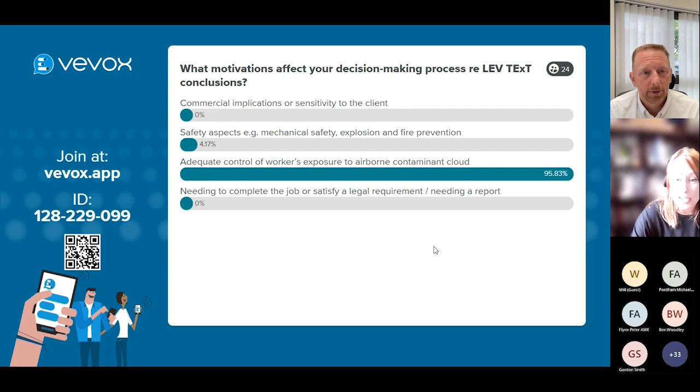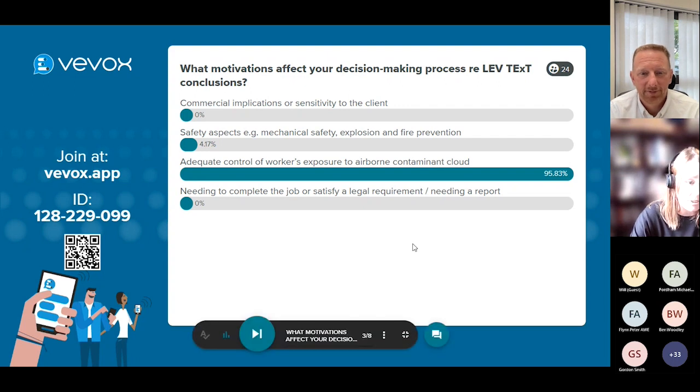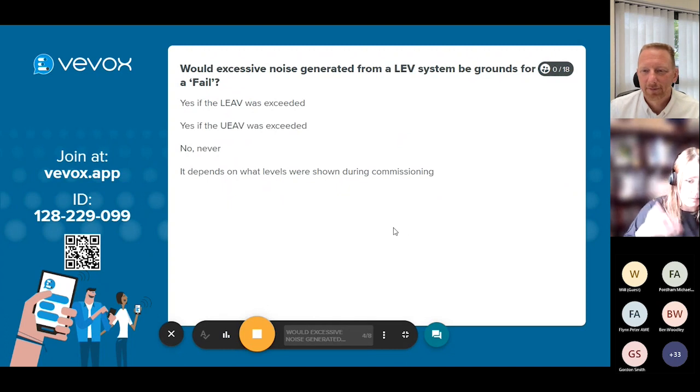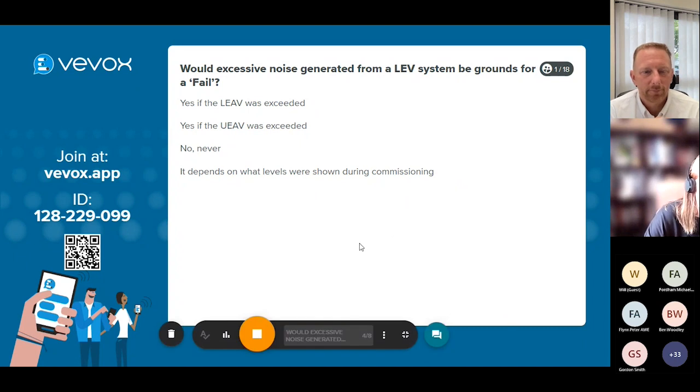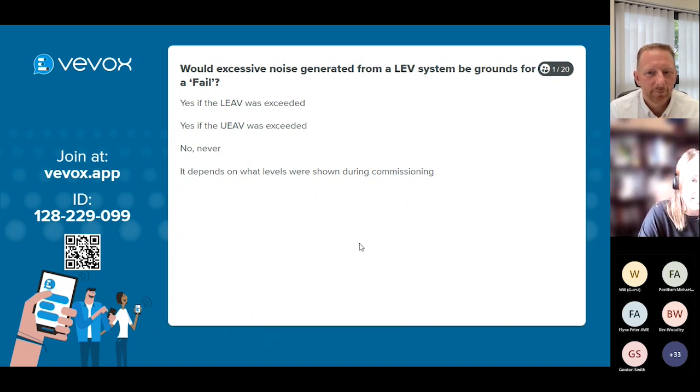Well, if nobody wants to raise their hand or any other opinions, let's keep it going because we have some really other juicy ones coming up, and I want people to share their opinions. Okay, everybody ready? Would excessive noise generated from a LEV system be grounds for a fail? Yes, if it exceeded the lower exposure action value. Yes, if it exceeded the upper exposure action value. No, never, or it depends on what levels were shown during commissioning.